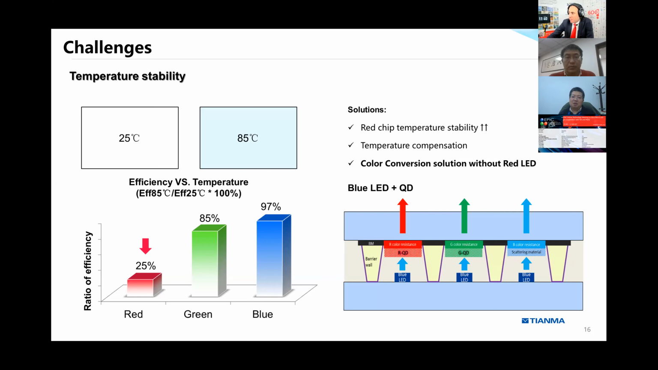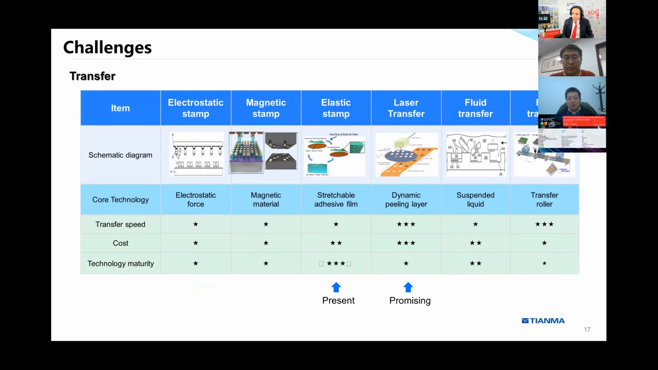So fundamentally, we need to first of all have something to do with the micro LED chip. For the red chip, we have to make the temperature performance good. And on the other hand, we can have some temperature compensation to improve. Just like the right bottom, you could see we could use the blue chips plus wavelength transformation to achieve the full color. Of course, for the overall transfer, that is beneficial as well.